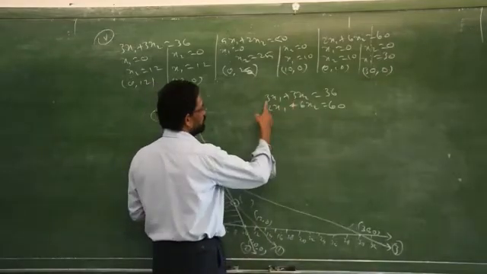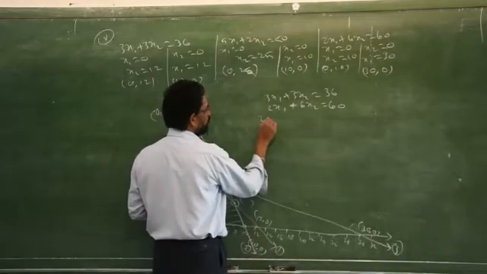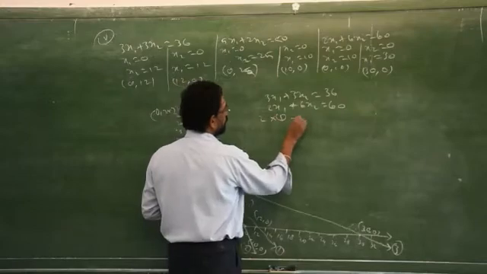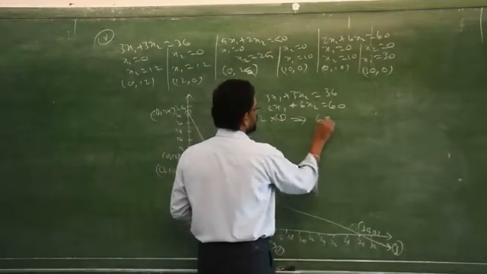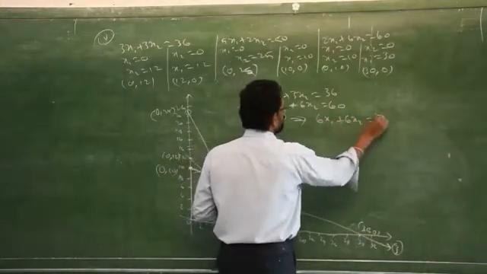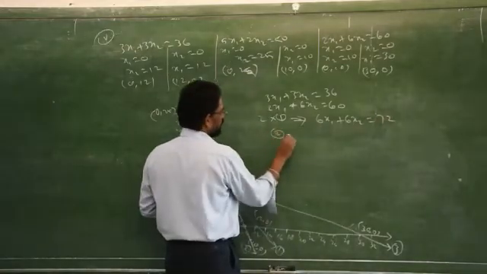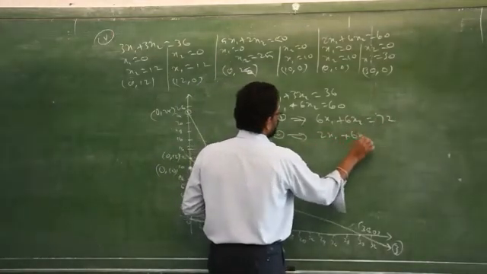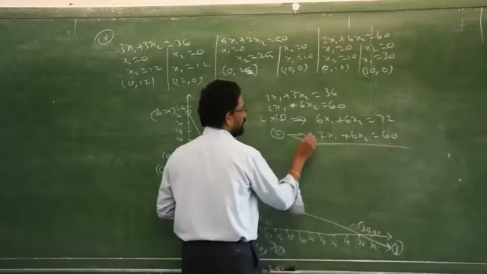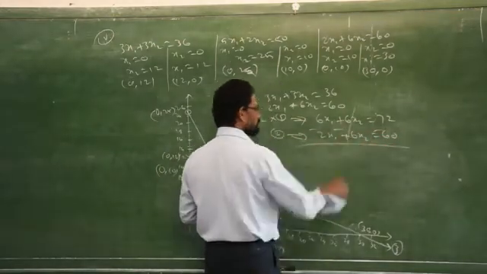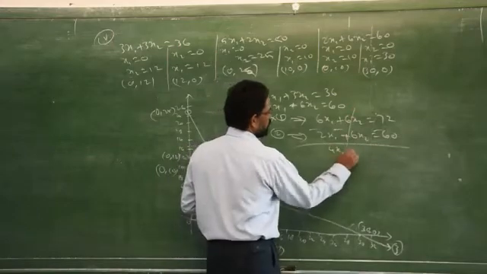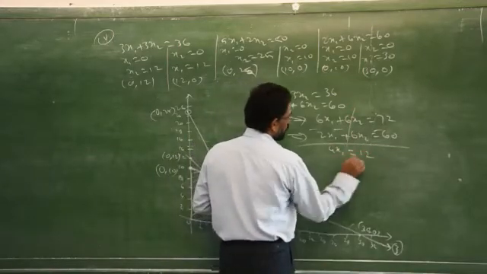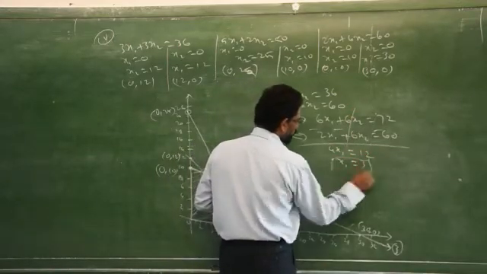Now you multiply this by 2 table, the first equation alone by 2 table. 2 into 1, which will give you 6x1 plus 6x2 is equal to 72. Keep the second equation as it is. Change the sign, this will be eliminated. 4x1 is equal to 12, x1 is equal to 3.